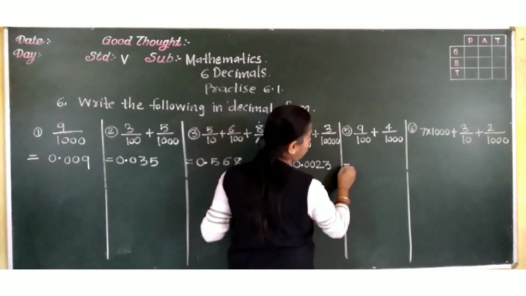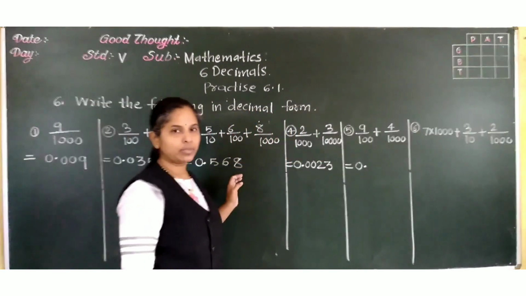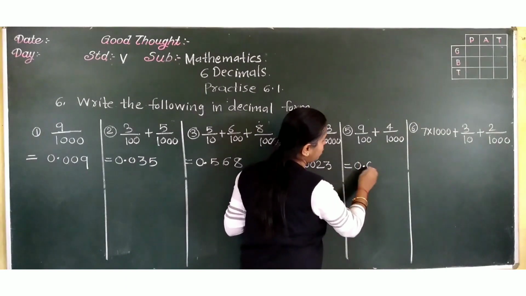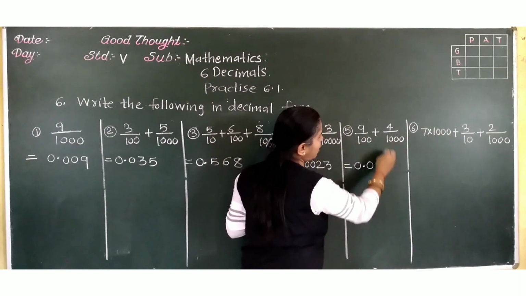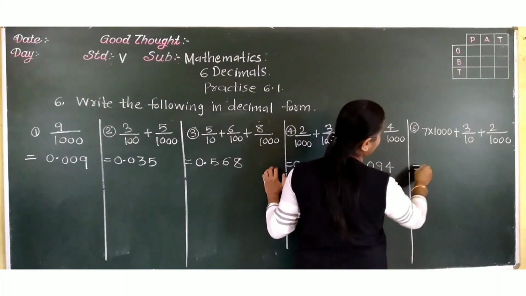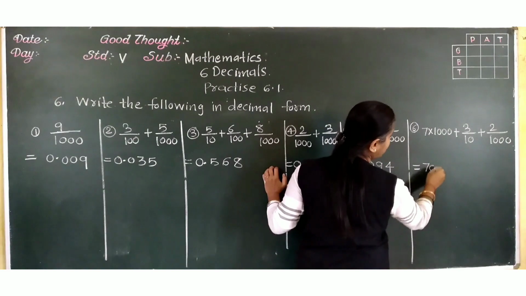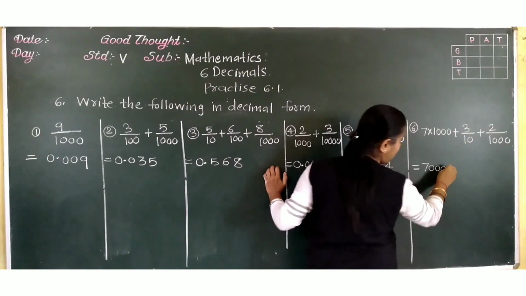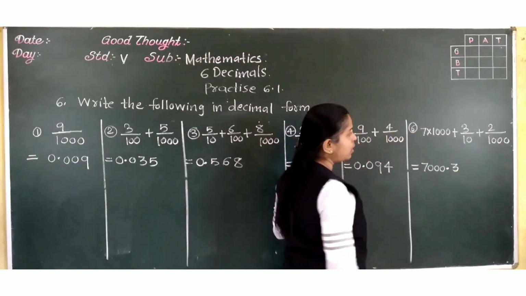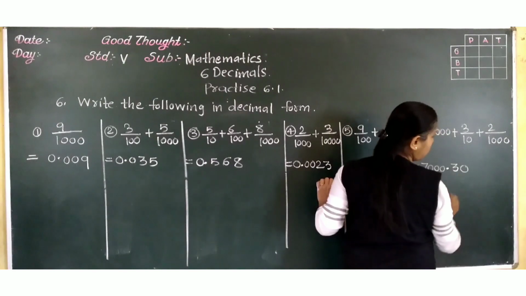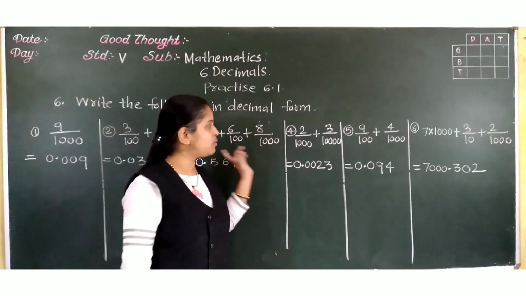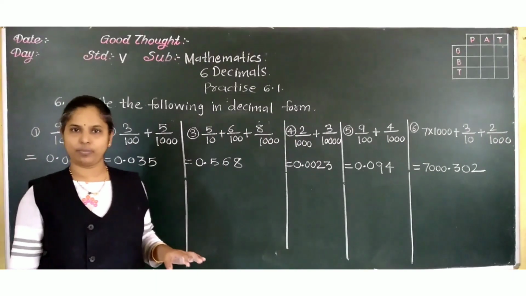Here, see, the whole number is not there, so 0. Now see, 1 upon 10, where is it seen? No. So the tenths place is 0, hundredths place 9 and thousandths place 4. Okay. Next, 7 into 1000, that is 7,000. So the whole number is there. Point. 3 upon 10, 3 is there at the tenths place. Hundredths place nothing, so 0 you have to mention, and thousandths place 2. Okay. In this way we have to write in the decimal form.